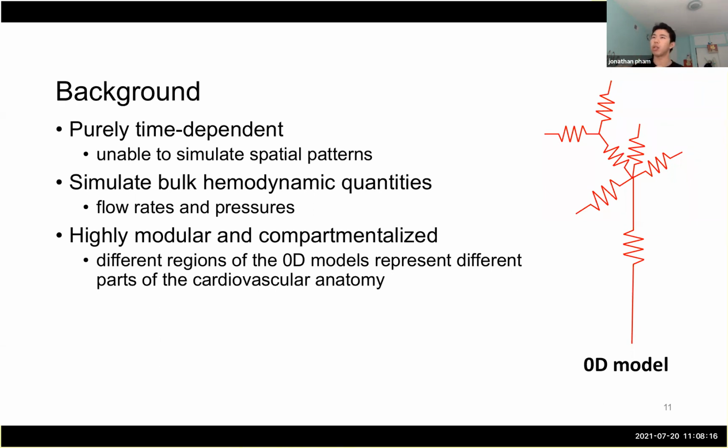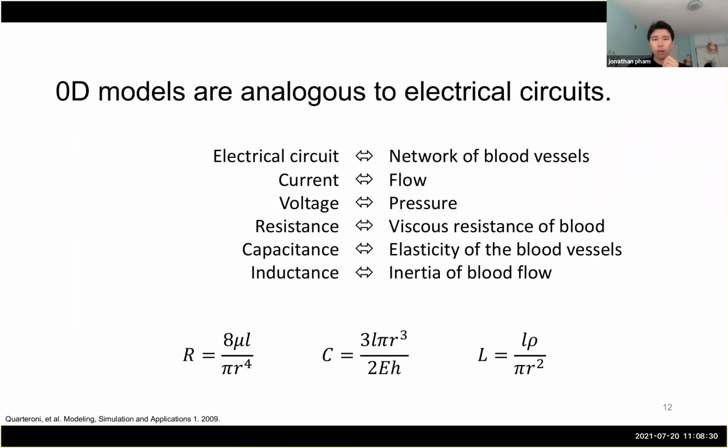while 0D models don't have any spatial information, they are highly modular and compartmentalized, which means that different regions of the 0D model represent the hemodynamics in different parts of the cardiovascular anatomy being modeled. And furthermore, 0D models are analogous to electrical circuits. So the flow rate simulated by 0D models represents electrical current, while the pressure represents voltage.